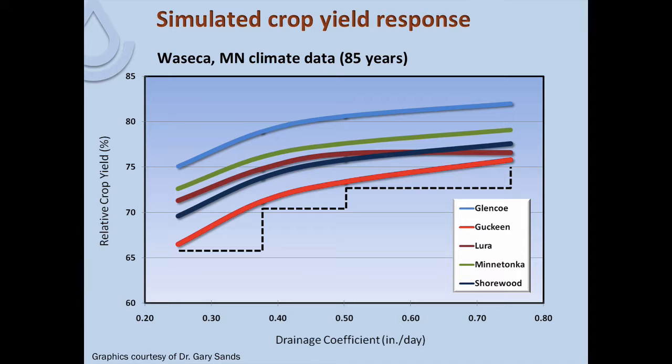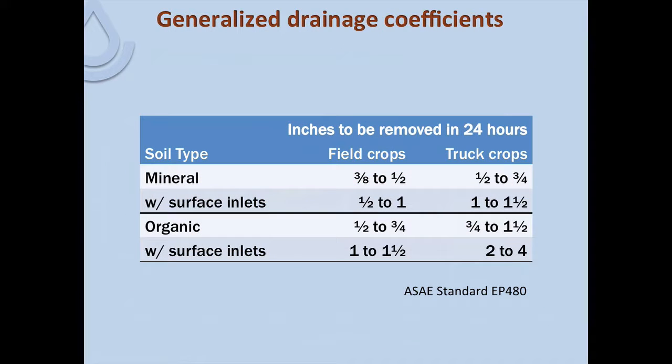But in most cases, we don't have that luxury. And so we tend to fall back on guidelines for those drainage coefficients. What's shown here is some guidelines for that drainage coefficient that come from the American Society of Agricultural and Biological Engineers standard, given here for mineral soils. For typical field crops, that recommended drainage coefficient ranges from 3/8 of an inch to 1/2 an inch. For higher value or truck crops, we can justify a higher drainage coefficient.